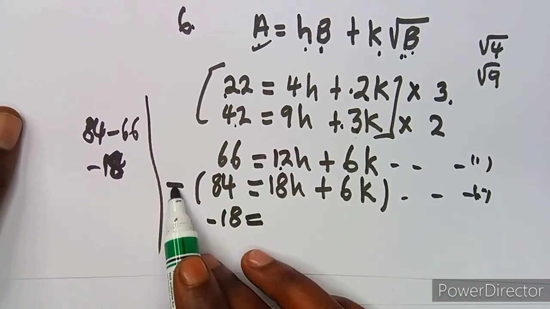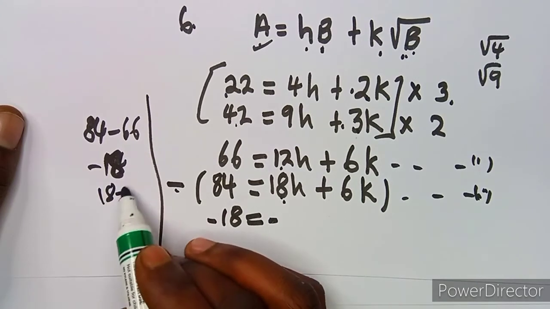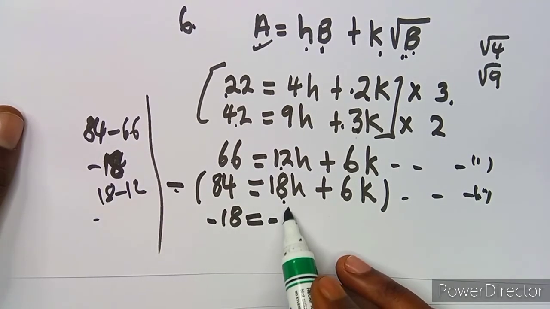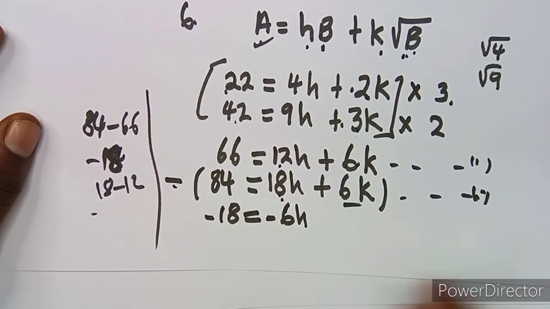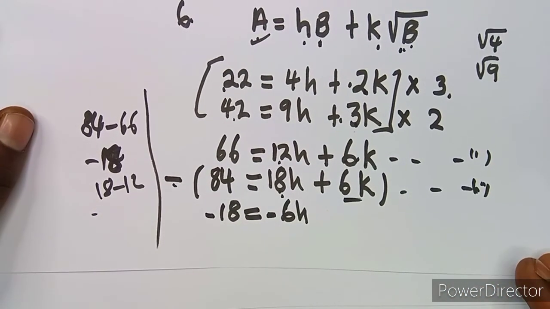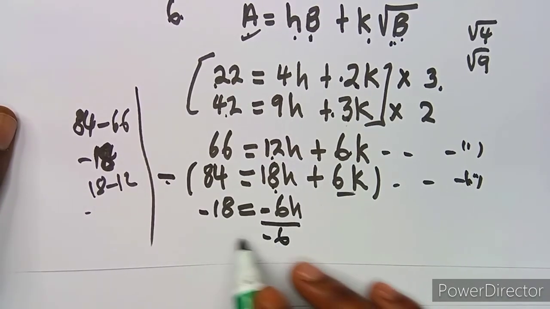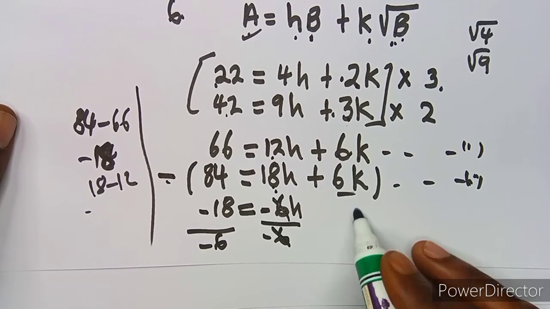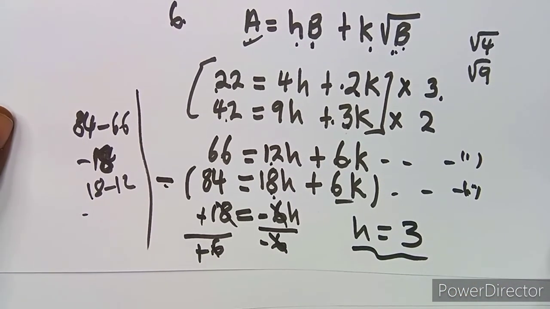which is equal to 12 minus 18, which is, it's just 18 minus 12, which is 6, so it's going to be minus 6h. The 6k minus 6k, that's a 0. Okay, so we are going to simultaneous equations, guys, remember simultaneous equations. Okay, so divide by negative 6, by negative 6, so your h is going to be 3. All right, so I have got the value of h.